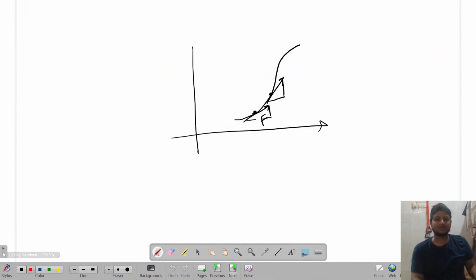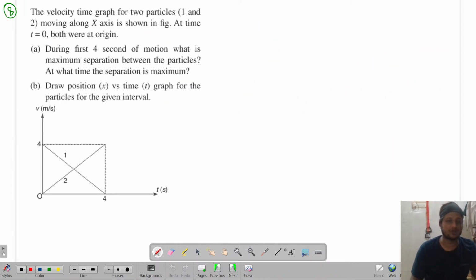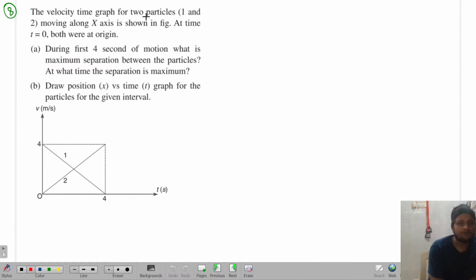Okay. So based upon this, you try to solve this question. This is one of the most important questions. What it is saying: the velocity-time graph for two particles, 1 and 2, moving along the x-axis is shown in the figure. At time t equal to 0, both are at the origin. During the first 4 seconds of motion, what is the maximum separation between the particles? At what time is the separation maximum?